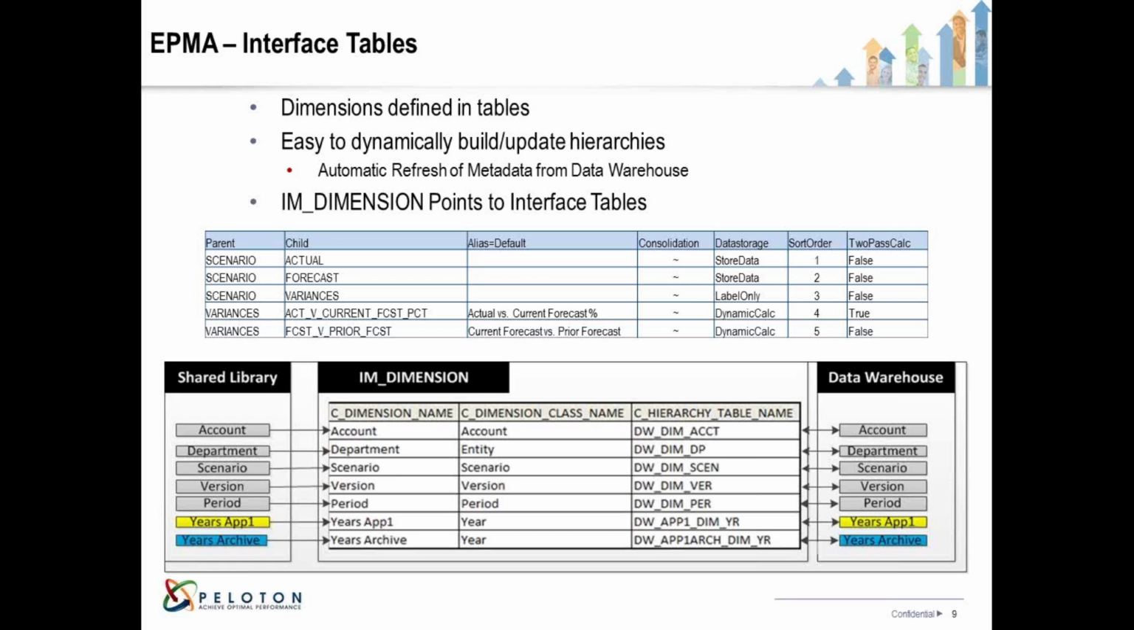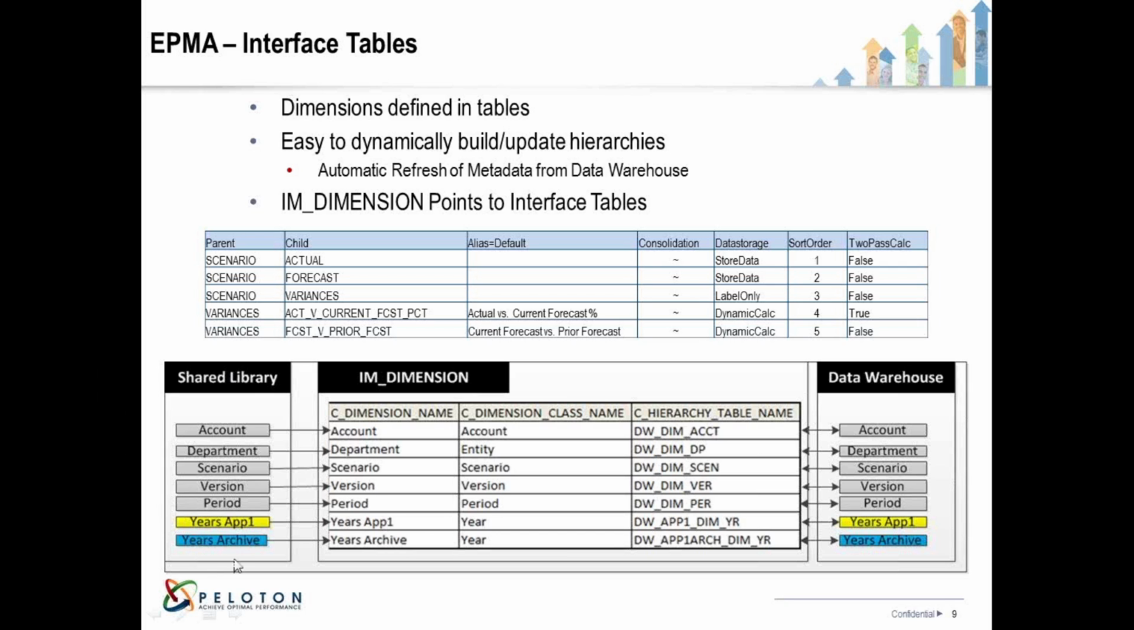So if we look at our 2 diagrams on this slide, the top one is an example of what an interface table would look like in terms of definition. This is for a scenario dimension. And in the picture on the bottom of the screen, you'll see this is what the role of that IMDimension table is. This is a table that gets created within Workspace, and it's used to be the middle kind of the bridge table between your shared library and the data warehouse.